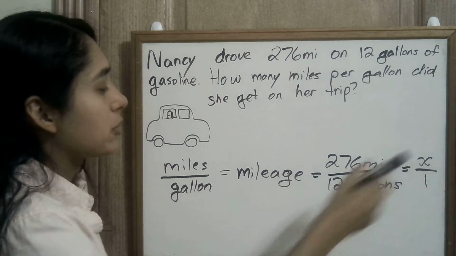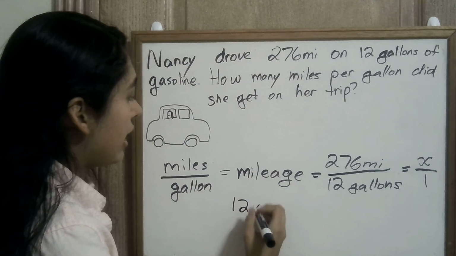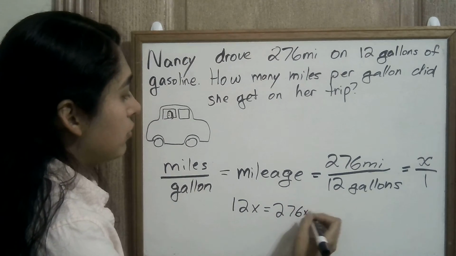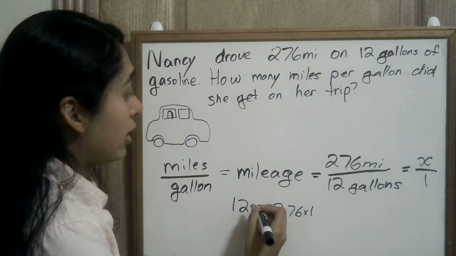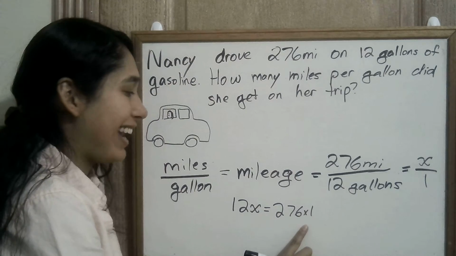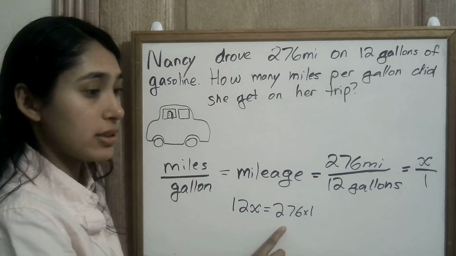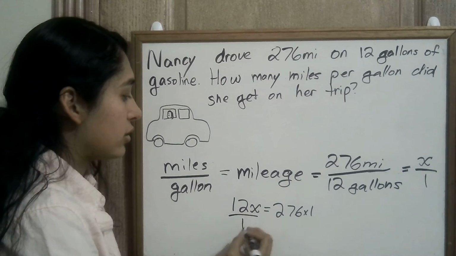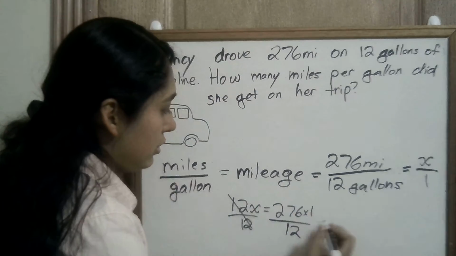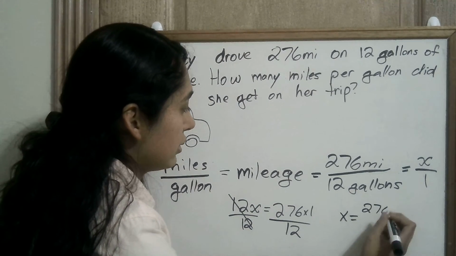So we're going to do our cross multiplication like we were doing before. So we get 12x is equal to 276 multiplied by 1. And this is why I am doing my curly x's right here, because that is also another x. So 276 times 1 means the same thing, 276. When I isolate this x, I divide by 12 on both sides. We simplify this as x is equal to 276 divided by 12.